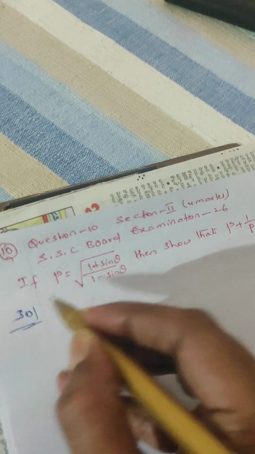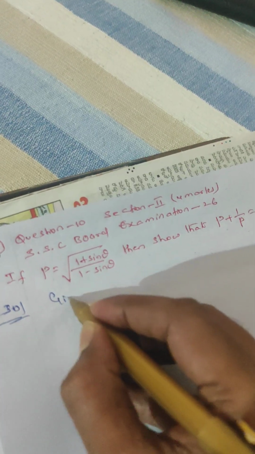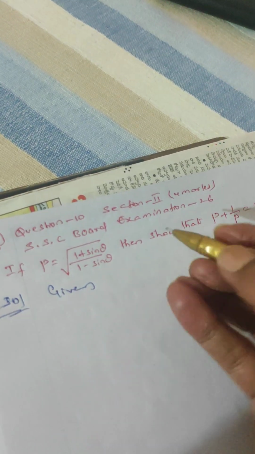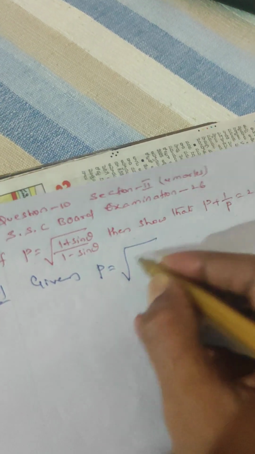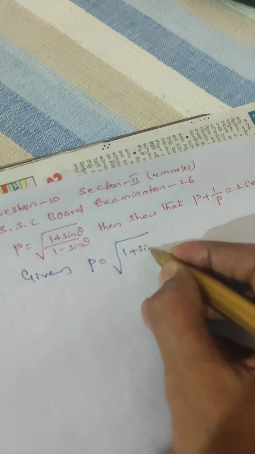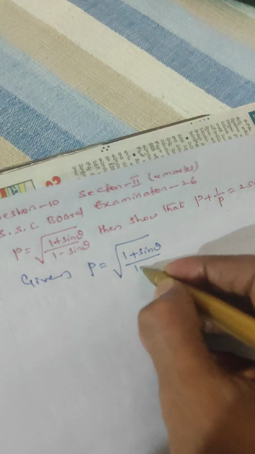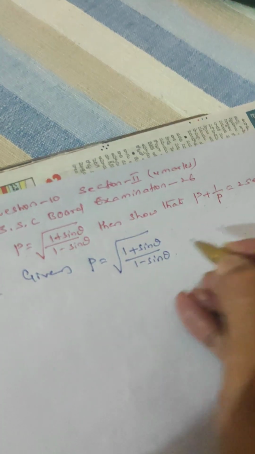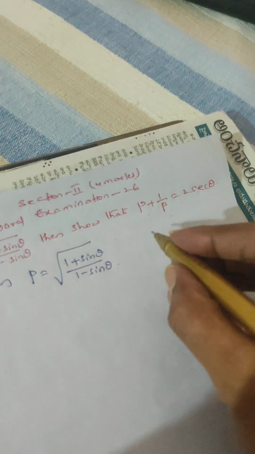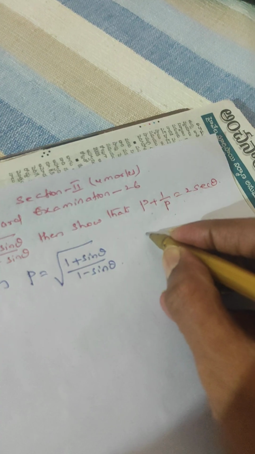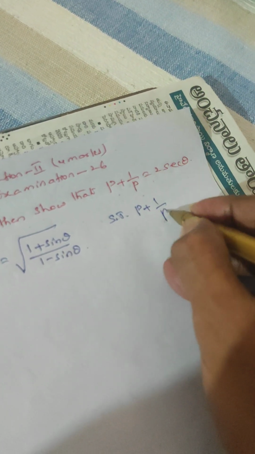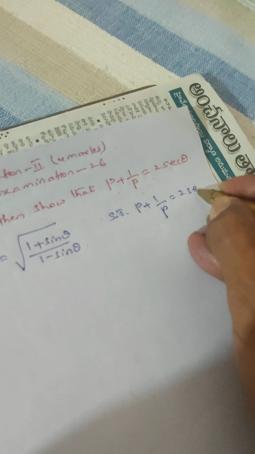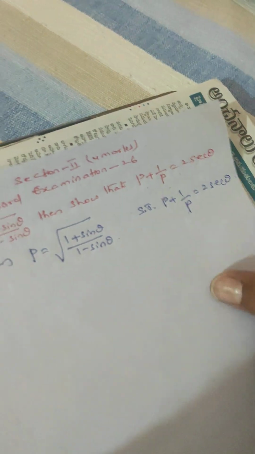what is the given part for you. The given part is P equals under root of (1 plus sine theta) by (1 minus sine theta), right? And then the finding part: we have to show that P plus 1 by P equals 2 secant theta. This we have to show.